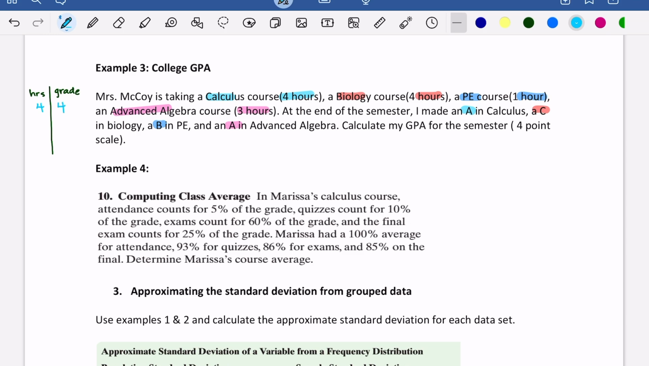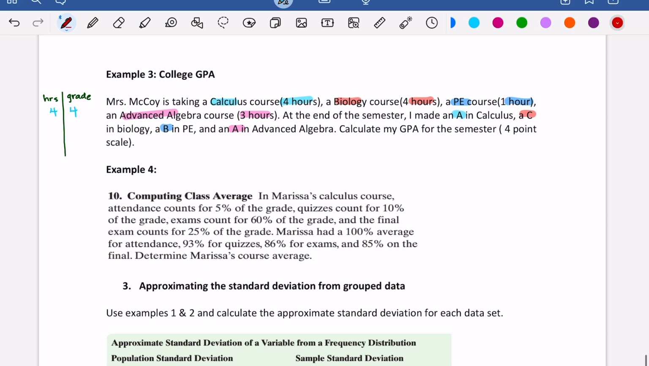In my biology course, which is 4 hours, I made a C. That is 2 points. In the PE class, which is 1 hour, I made a B, which is 3 points. And then in the advanced algebra class, which was 3 hours, I made an A. So that is also 4 points. Now, you can do this in the calculator. It's not very hard to do it by hand.